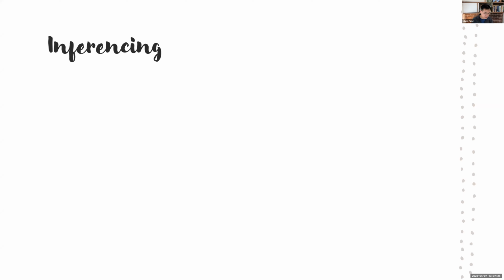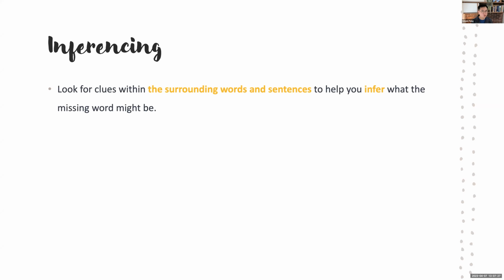All right, so what is inferencing? Inferencing is looking for clues within the surrounding words and sentences in a passage in order to infer or to deduce what the missing word is, and that may include all kinds of words, right? So this strategy applies to all kinds of missing words. Let me give you an example. Heavy rain and strong winds are expected when the what hits. Now, can anybody tell me, don't tell me the answer, the answer is obvious, right?